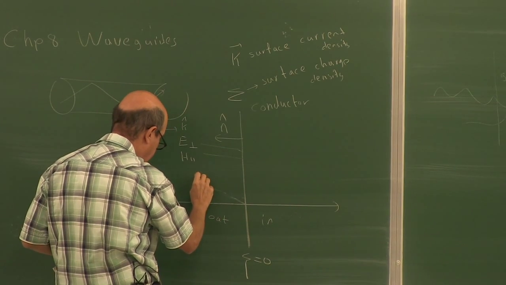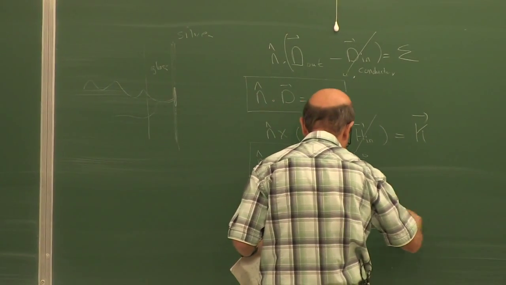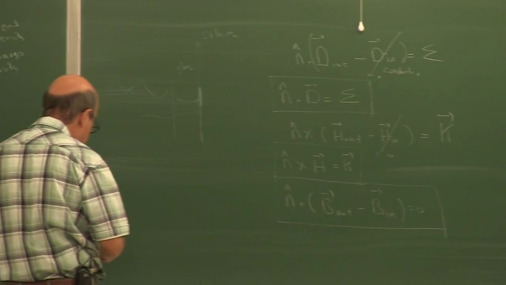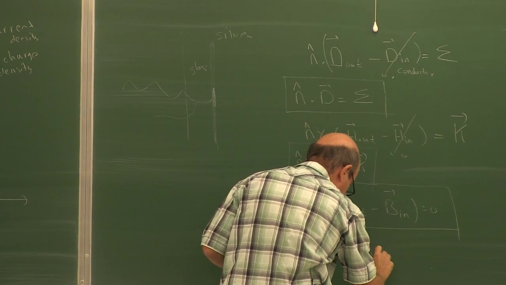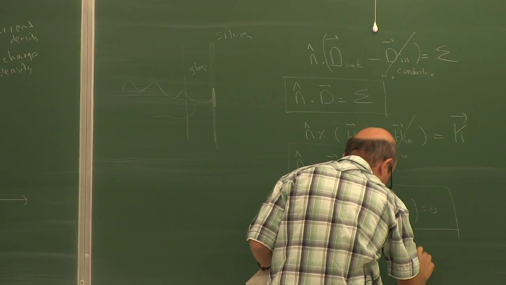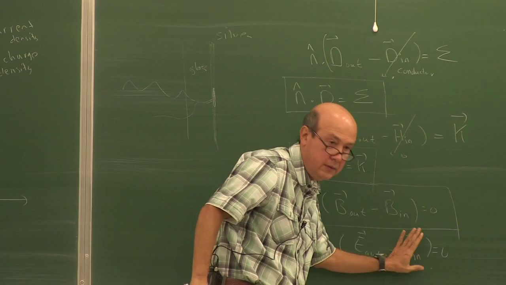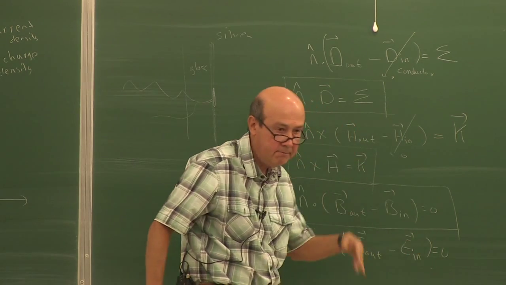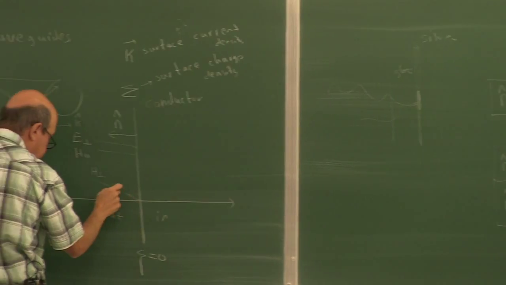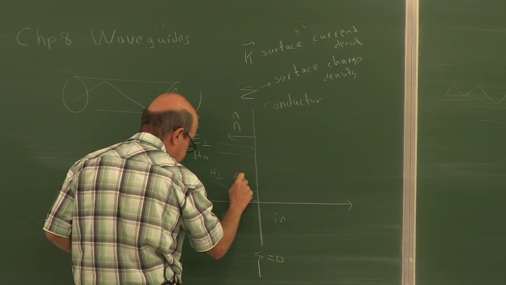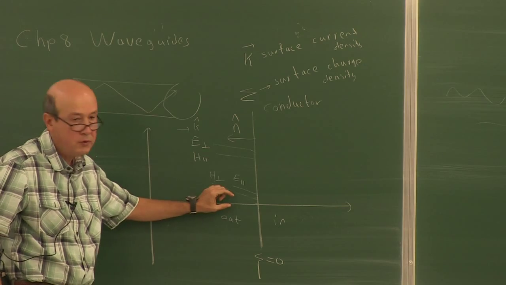Let's say B, let's say H perpendicular, and the other boundary condition. What are the other boundary conditions? N cross E, the tangential component of the electric field: the difference outside and inside at the boundary has to be equal to zero, and if you have a good conductor, E will be zero. That means that the tangential component of the electric field is close to zero. So near the conductor, basically E tangential and H perpendicular are not dominant.